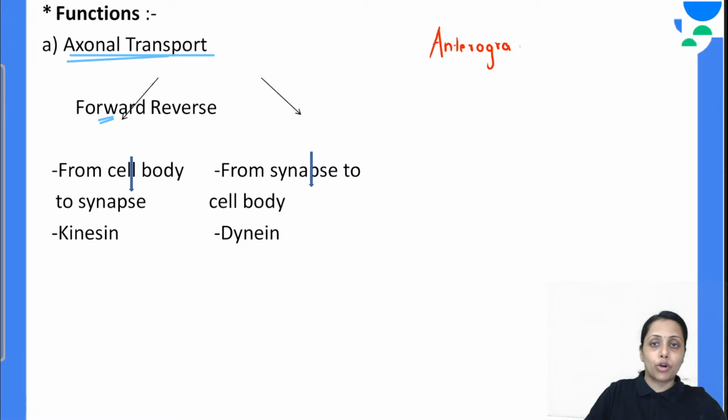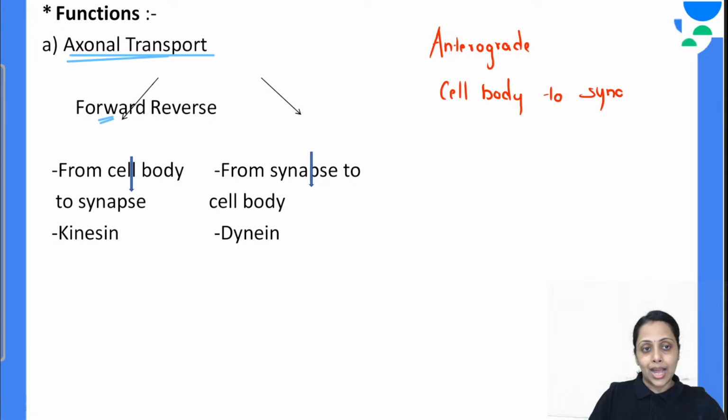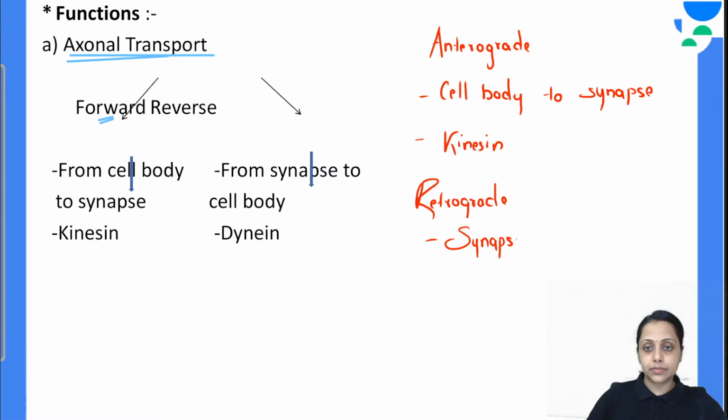Anterograde transport में what happens? The transport occurs from the cell body to the synapse, and that occurs with the help of this kinesin. Next is the retrograde transport, which occurs from the synapse to the cell body, and that requires this dynein protein.